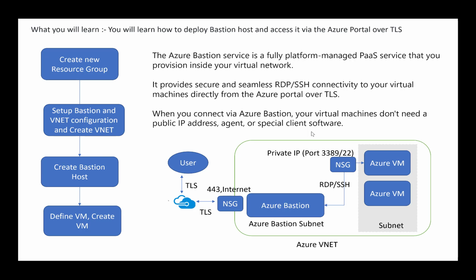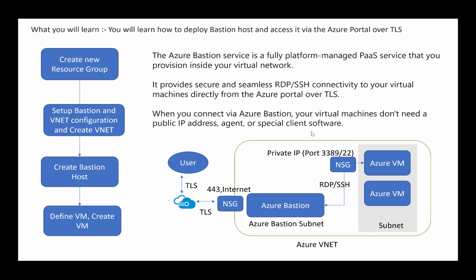In this short video, we're going to look into an interesting service. It's called the Azure Bastion service. It's a platform managed PaaS service that will basically reside inside a virtual network. And why you need the service is basically to provide you with secure and seamless RDP and SSH access over the Azure portal through TLS. And that makes it extremely secure.